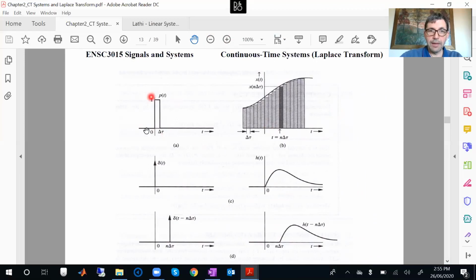Now let's abstract this as a unit impulse function, like that. It generates an impulse response, by definition, h of t. Let's delay that unit impulse function by n delta tau. So it's delayed here. It's a time invariant system. So the same impulse response is delayed by the same amount.